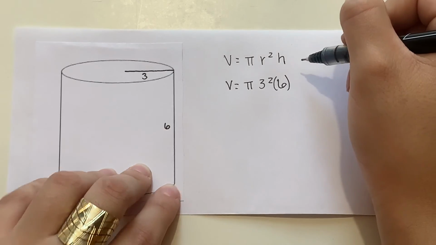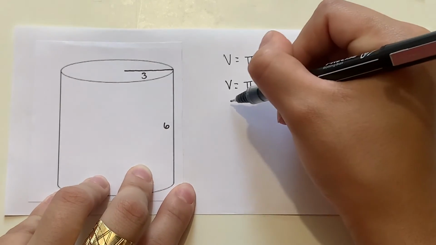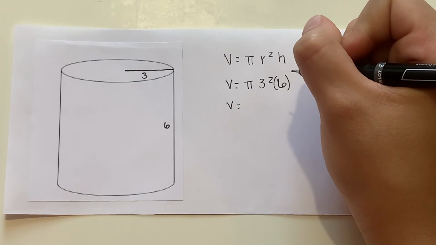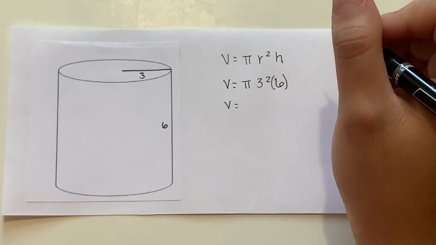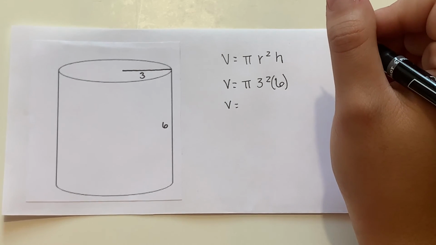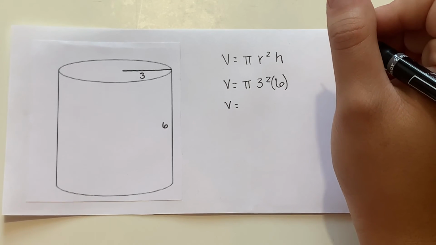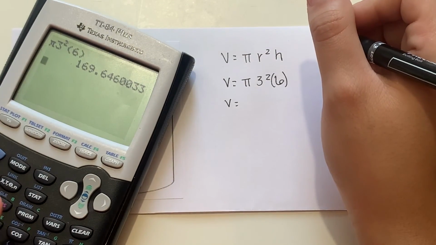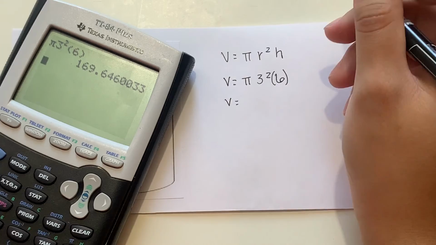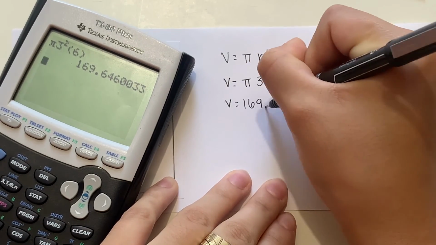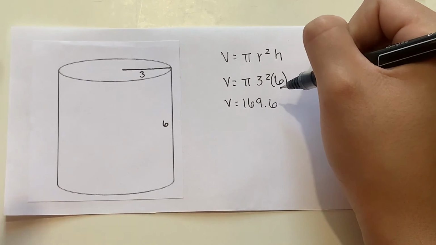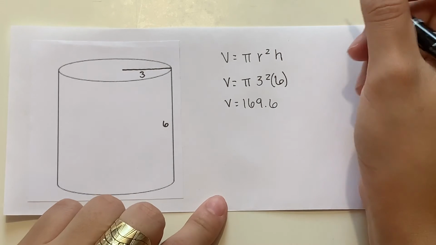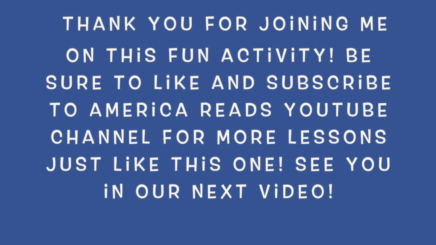We're going to put that in parentheses just so that we don't get confused, because when we put numbers like that together, it could be really easy to mix our math up. So again, here I have my calculator. I'm going to plug it into my calculator, which gives me the total of 169.6. So for a cylinder that has a height of 6 and a radius of 3, we would get a volume of 169.6.